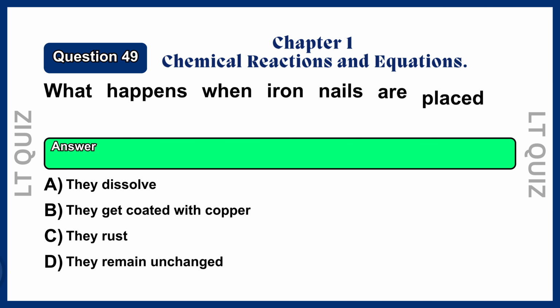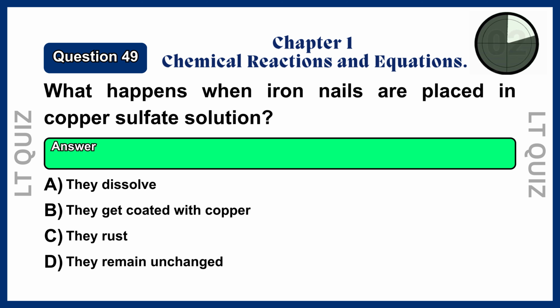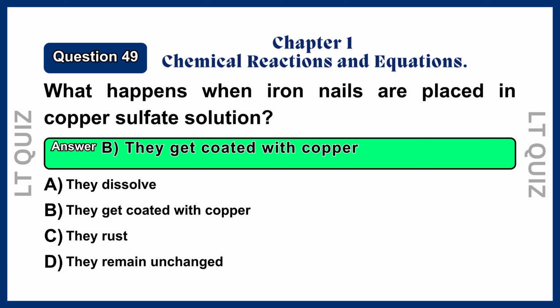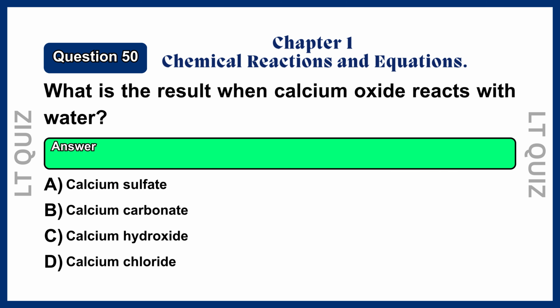What happens when iron nails are placed in copper sulfate solution? The correct answer is option B. They get coated with copper. What is the result when calcium oxide reacts with water? The correct answer is option C, calcium hydroxide.